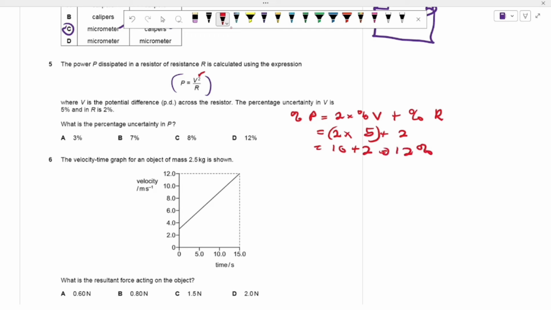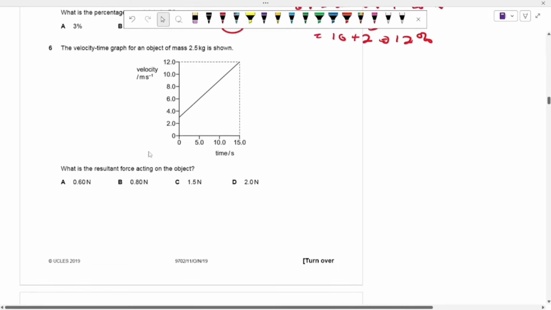So it's 12%. Whenever you see a question about uncertainties, always find the percentage uncertainty in every quantity separately. If there's a power, multiply by that power. Okay, move on to question 6.